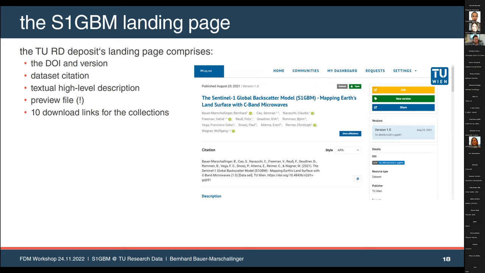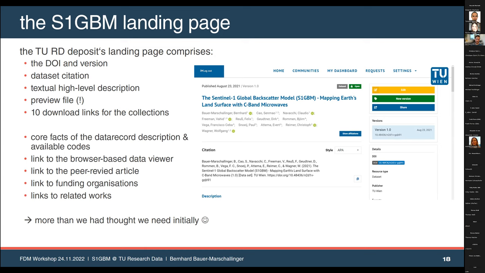For us, this is really a cool thing because it comprises a lot we actually wanted and then figured out we need. First of all, we have the DOI and we have a version. We could add a data set citation. We have a textual high level description of what this data set is. We have a preview file, to make it a bit more illustrative. We have 10 download links for the collections. And then we have core facts about the data record, the description and available codes to use this data. We have the link to the browser-based data view I've shown you before. We have a link to the related article, a link to the funding organizations, and a link to the related works. So we have here more than we had initially thought we needed. I'm really happy with this.